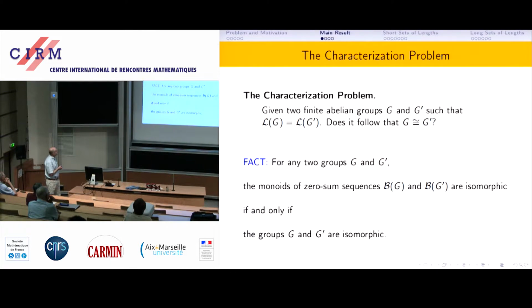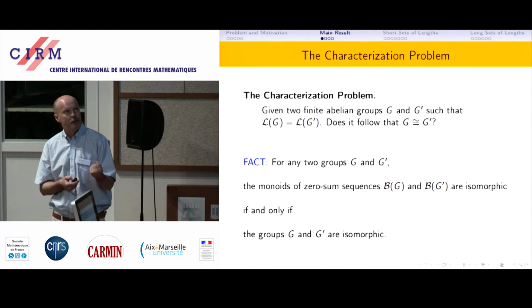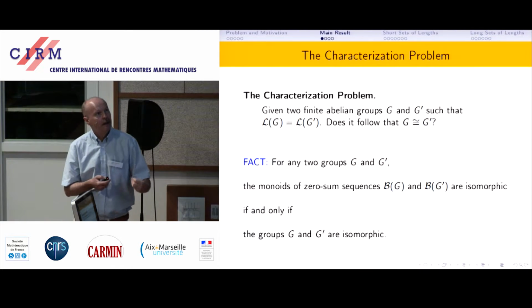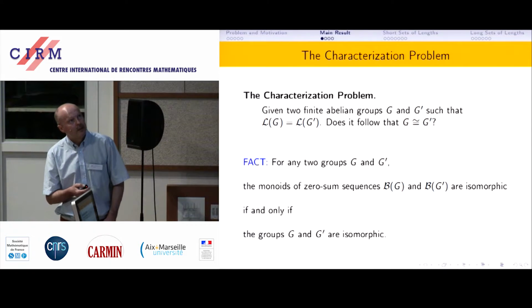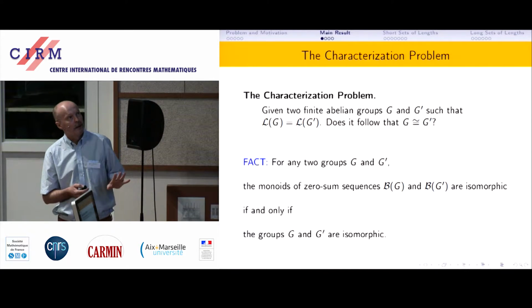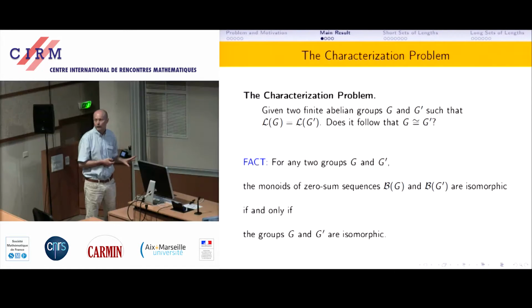And okay, so what is L of G? This is the family of sets of lengths from a certain monoid. The monoid is the monoid of zero-sum sequences. So this question only makes sense if a necessary condition holds: given any 2 groups, the monoids of zero-sum sequences are isomorphic if and only if the groups are isomorphic. Of course, this fact is a necessary condition if we are looking for a positive answer here.